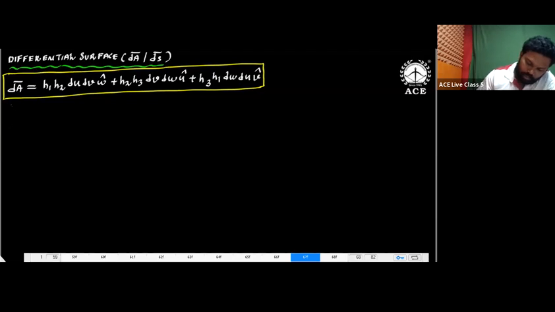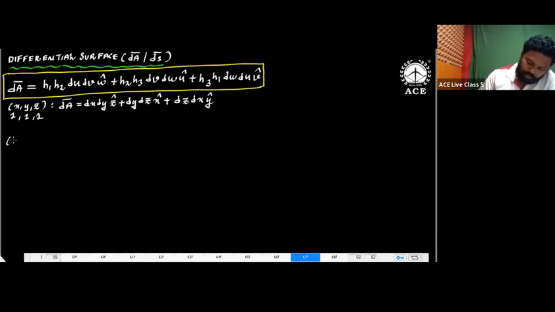For the Cartesian, the coordinates are x comma y comma z. Scaling factors are 1 comma 1 comma 1. How can you remember this easily? Multiplication of first two: what is it? dx dy z cap. Next two: dy dz x cap. Last two: dz dx y cap.